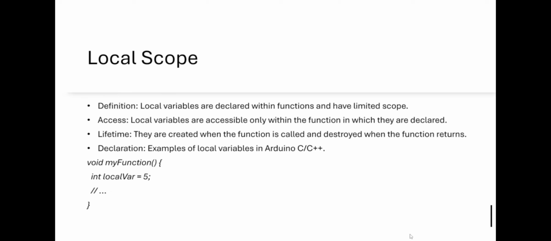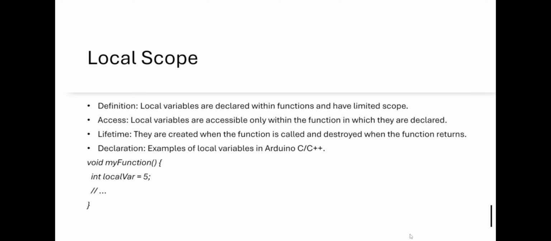The first scope we talk about is the local scope. In local scope, local variables are declared within a function and have limited scope. A variable that is in a local scope is called a local variable. They're only accessible within the function in which they are created. We're going to do functions later in this video series, but the most basic example of a function I've been using lately is void setup and void loop.